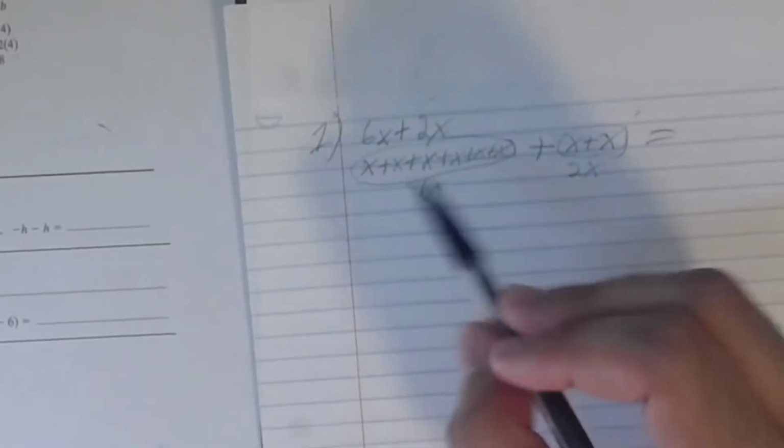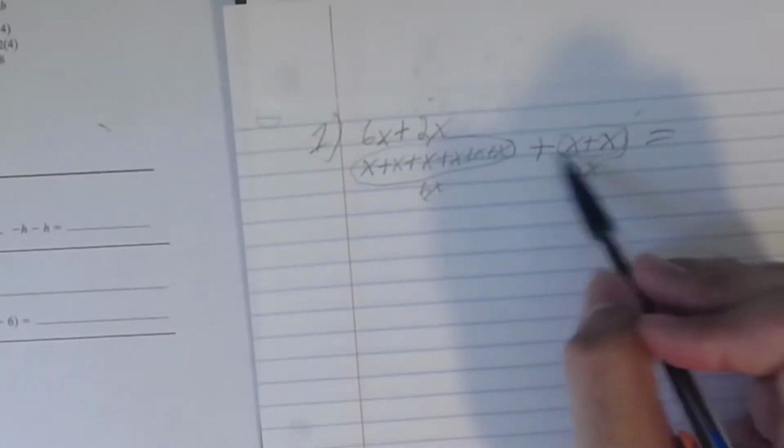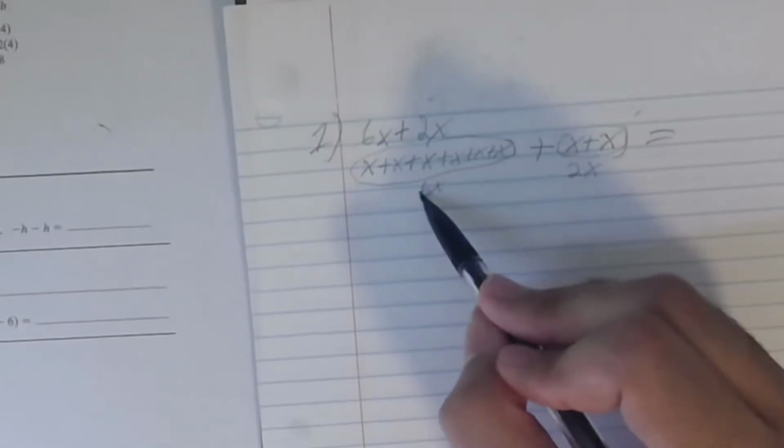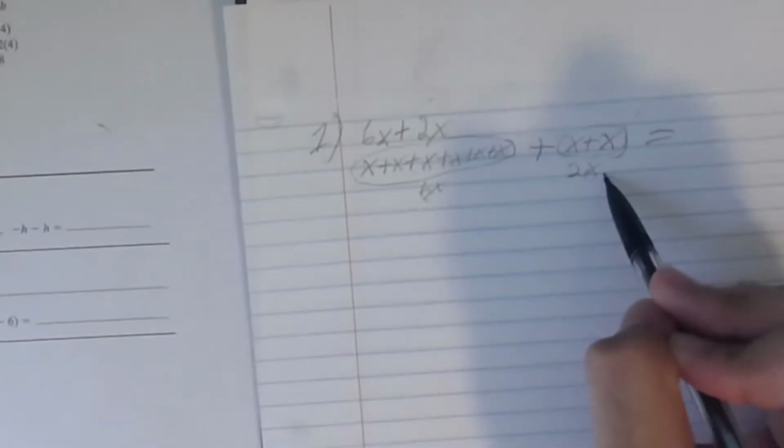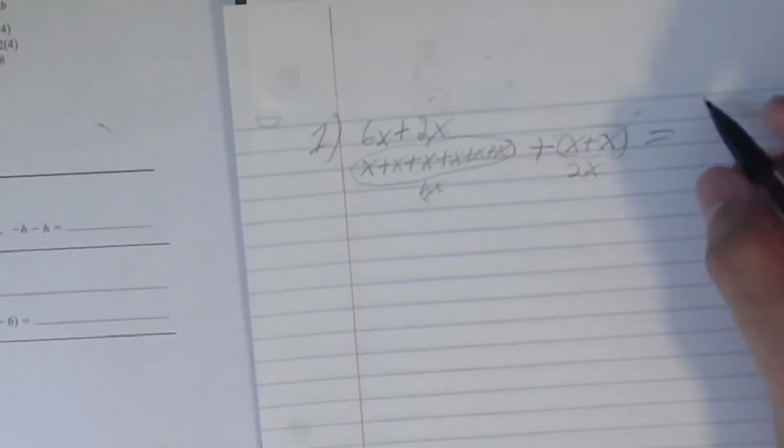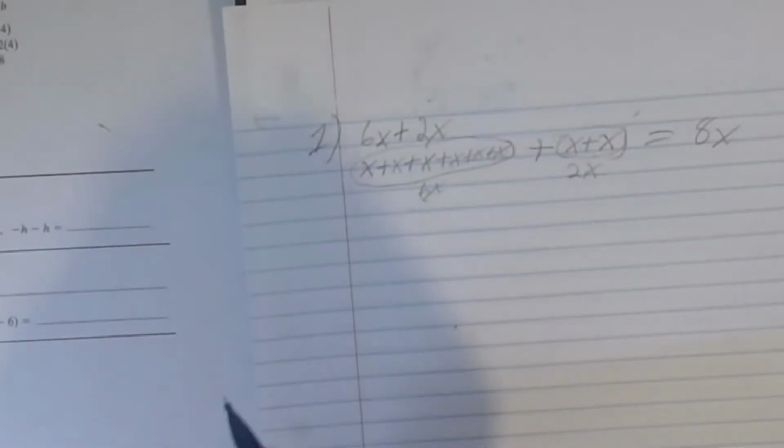So you're simply counting up the x's. How many x's do we have? Well, there are 6 x's here, and then there are 2 x's here. So how many x's do you have? 8x. So that's it. You're just combining like terms.